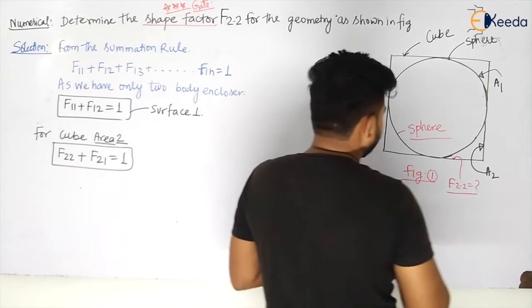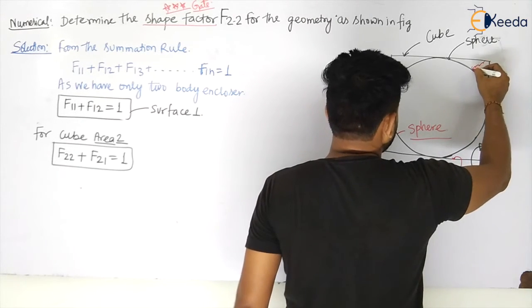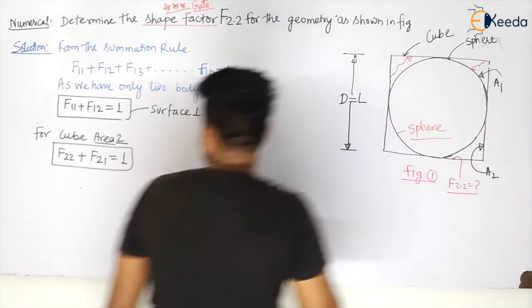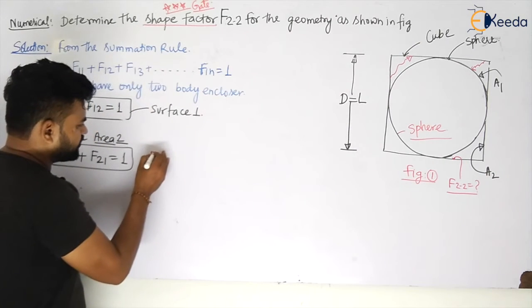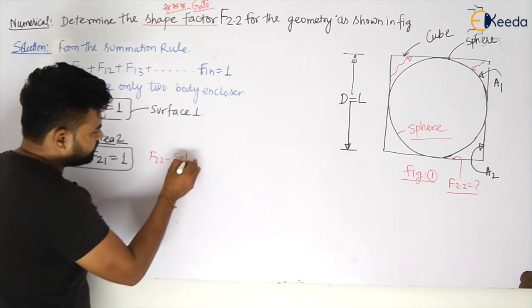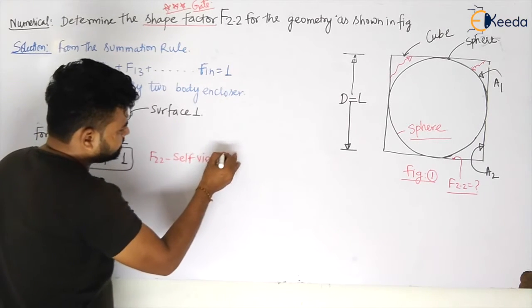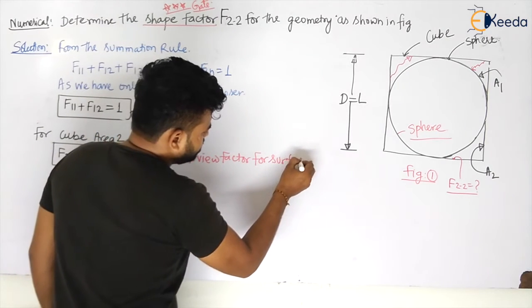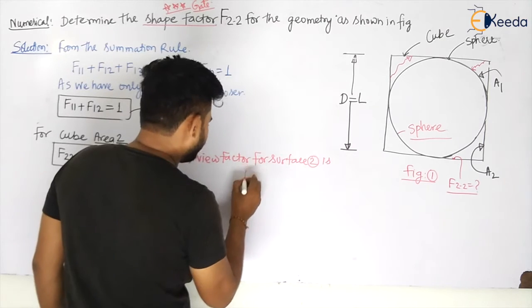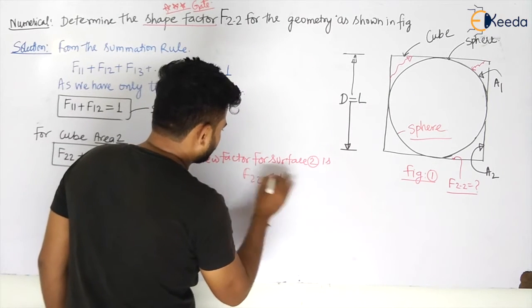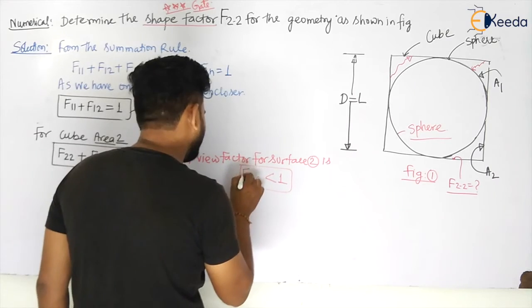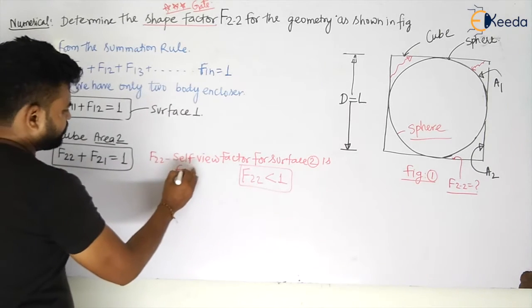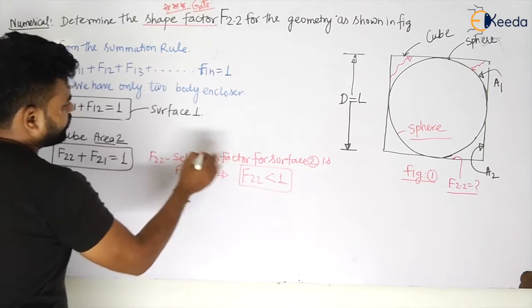It may happen that the radiation which is coming out from this may be falling on this also, and the radiation coming out from this may be falling on itself only. So we can conclude that F22 is nothing but the self view factor for surface 2, which is less than 1. It is not equal to 0 because some amount of radiation is also falling on itself, my dear students. So this F22 will not be equal to 0. It will be less than 1.